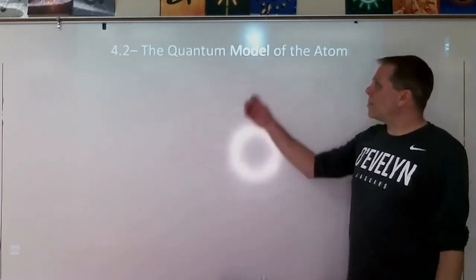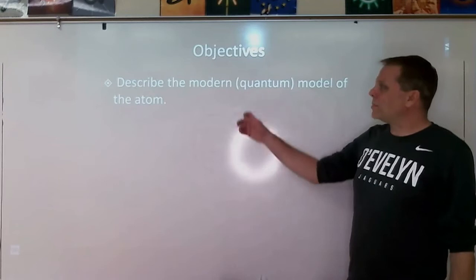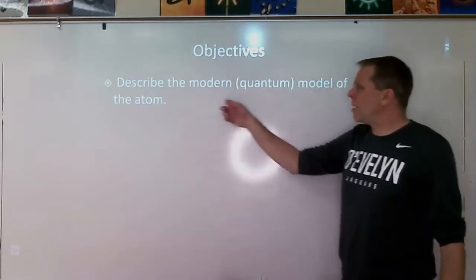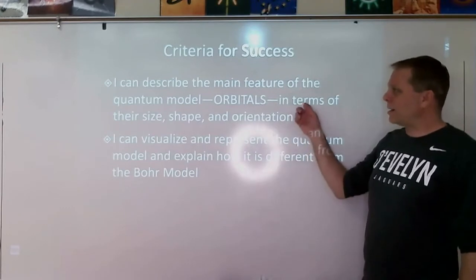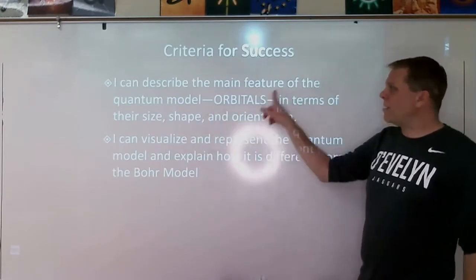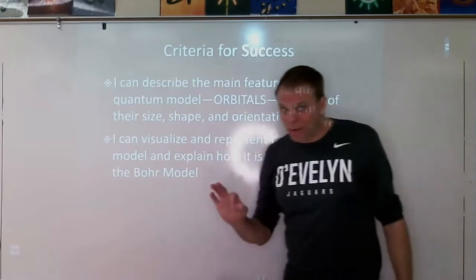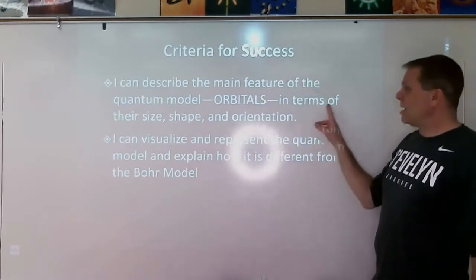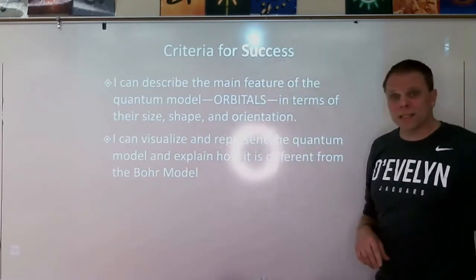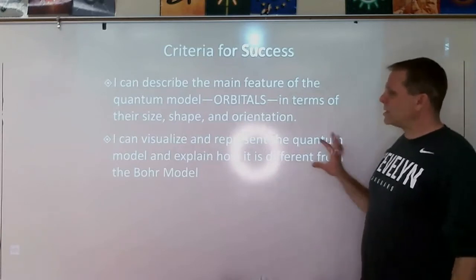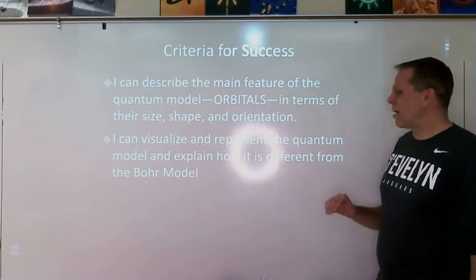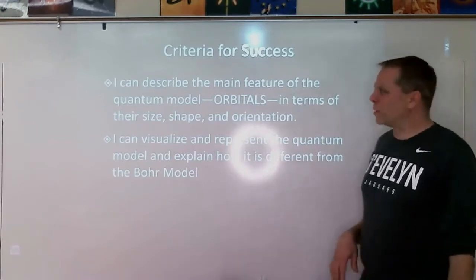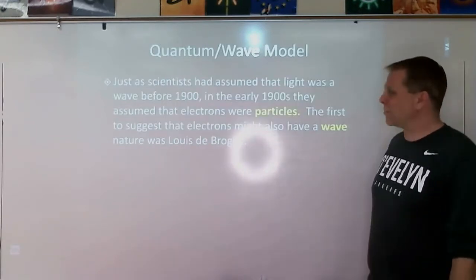What we're talking about today, quantum model of the atom. Our objectives: let's look at that modern model of the atom. You should be able to describe it to me. When you walk out of here, you're going to tell me about the main feature, orbitals, not orbits, but orbitals. They're different. You're going to tell me about size, shape, and orientation of each of those orbitals. Then I want you to get a visualized picture of the representation of the quantum model, and be able to tell me why it's different from Bohr's model. There are lots of things that are different.